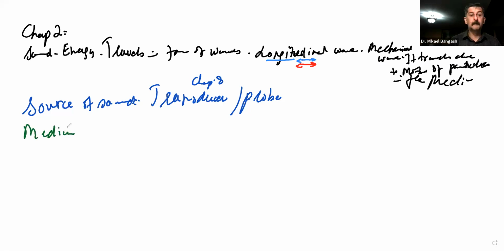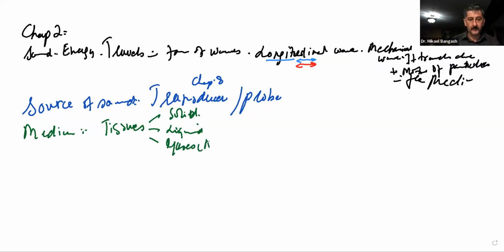Now, for the sound to be able to travel, we will need a medium. And as far as we are concerned, the medium here is going to be the tissues. As far as the nature of tissues was concerned, there were mainly three types. We had tissues which are solid, tissues which are liquid, and we have medium which will be gases. Sound is going to travel through each of these, but the only thing that is going to be different is the speed: fastest, slowest, and an intermediate speed.